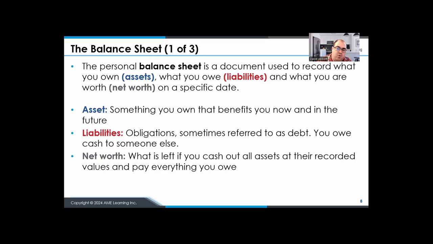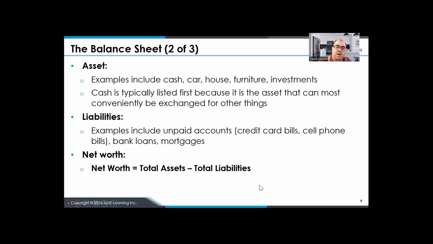As we said before, assets are something that you own that benefits you now or into the future. Liabilities are obligations, sometimes referred to as debt. You owe cash to someone else, so they're expecting you to pay something at a future point in time. And then your net worth is what is left if you were to cash out all of your assets at their recorded values, and then you were to pay everything that you owe, what would be left over.